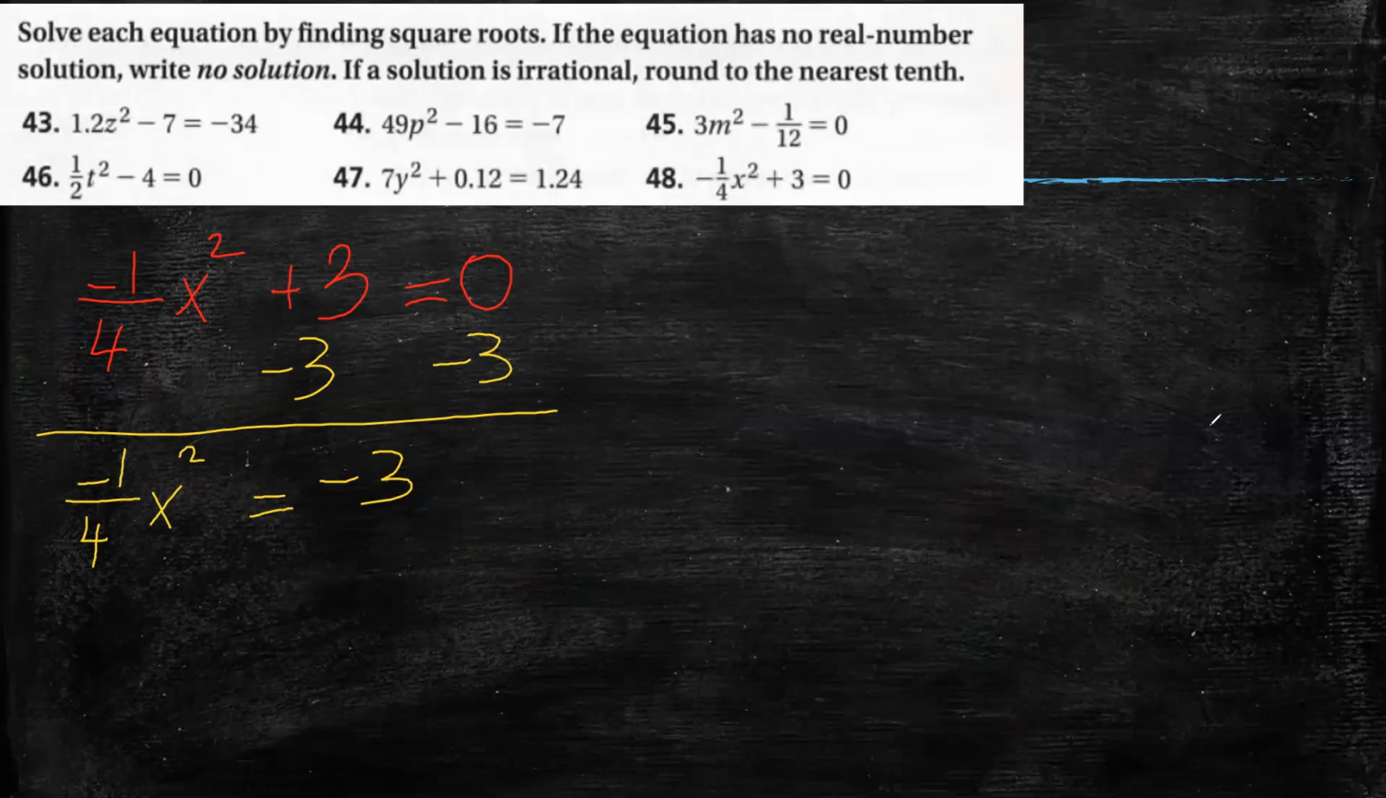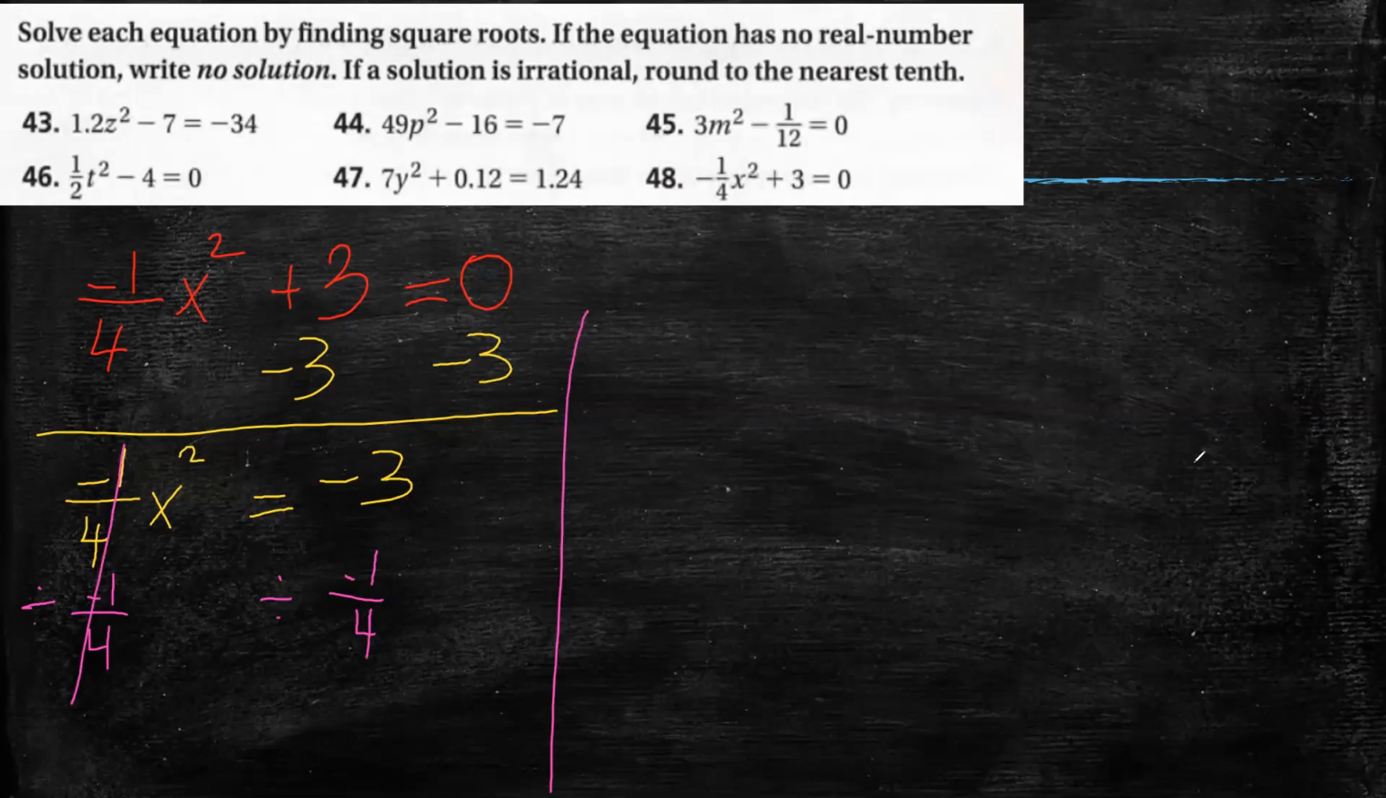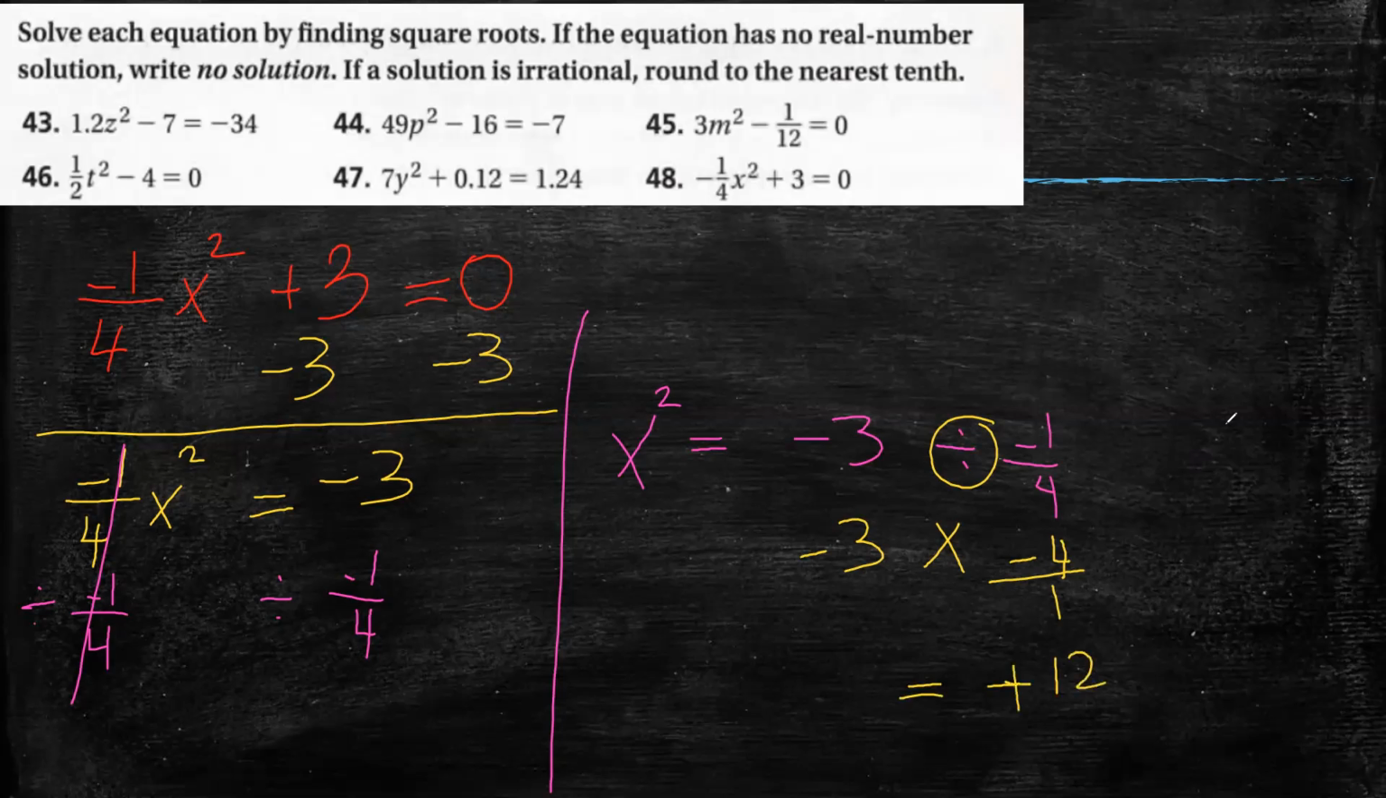Then, as I told you, I want to keep x squared as 1 x squared. So by dividing by negative 1 over 4, canceling each other, you will find that x squared is negative 3 divided by negative 1 over 4, which is negative 3 times, as I told you, if you divide, change it to multiply and write the reciprocal of negative 1 over 4, which is negative 4 over 1. And the answer will be positive 12.